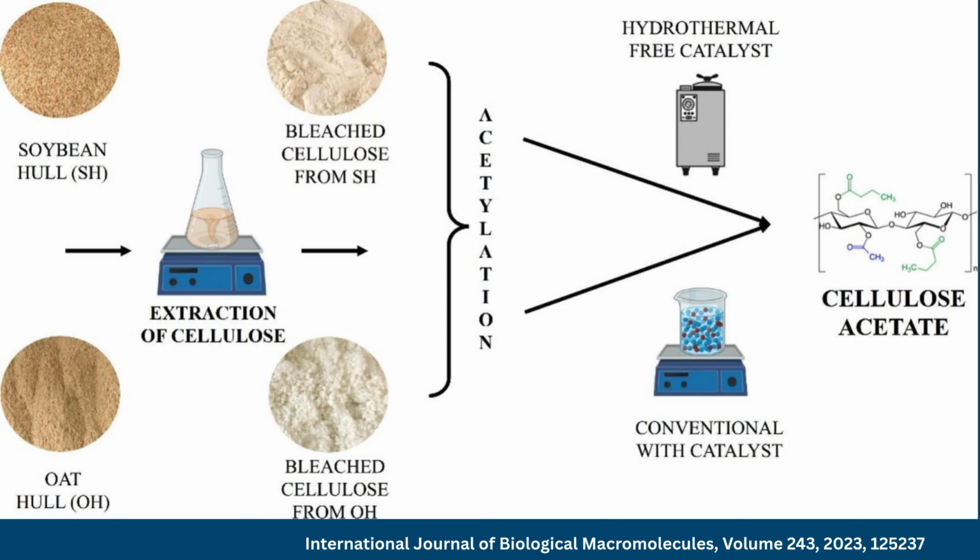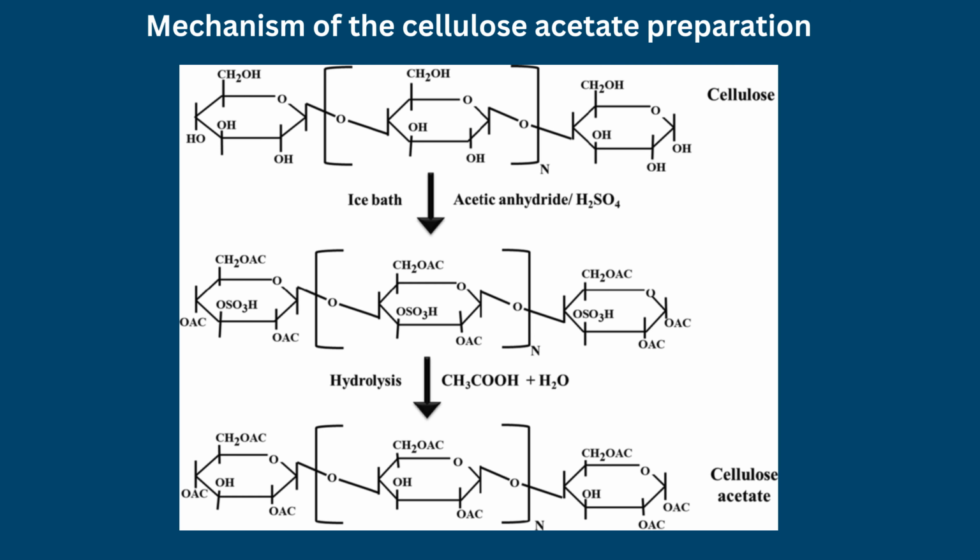Industrial cellulose acetate production begins with highly purified cellulose obtained from wood pulp or cotton linters. Lignin, hemicellulose, and mineral impurities are first removed to obtain nearly pure cellulose suitable for chemical modification. The conventional synthesis involves esterification using acetic anhydride in glacial acetic acid with sulfuric acid serving as the catalyst.